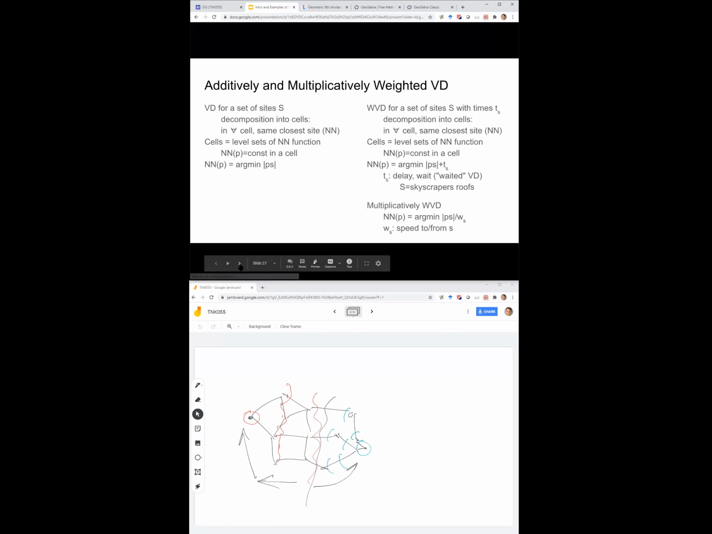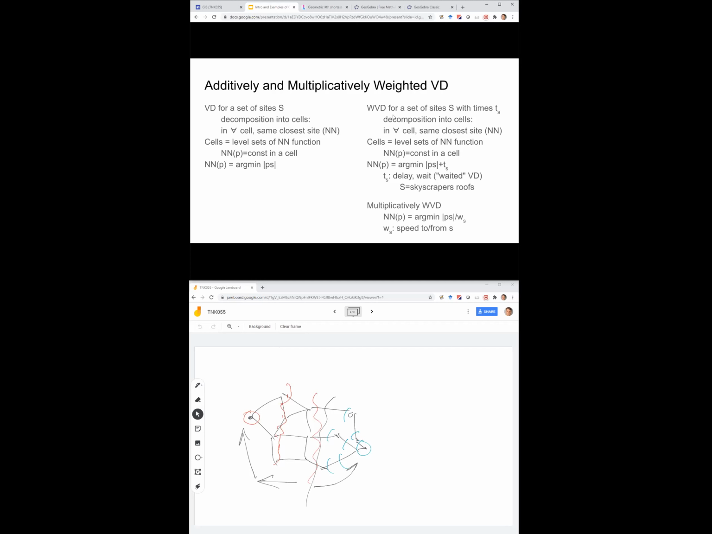Okay, so a slight addition to Voronoi diagrams, again important in quite a few applications, are the so-called generalized, or additive, multiplicatively weighted Voronoi diagram. So here on the left, I have the definition of the Voronoi diagram. For every cell, you want to have the same point which is closest, and the definition of the closest is just the distance. So the distance between the points is Euclidean or travel time or some other distance.